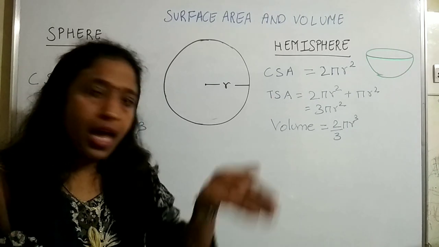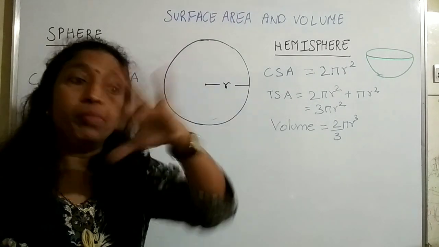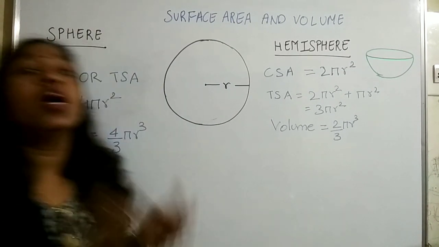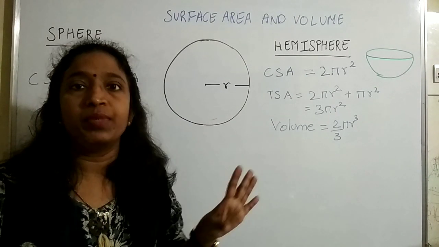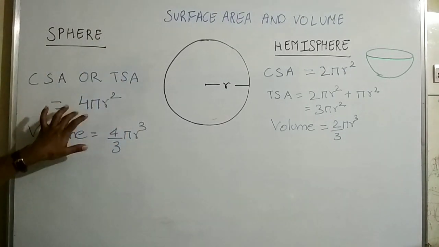Okay, so we don't have LSA or TSA. As it is, every side is similar everywhere. So for CSA or TSA, if the word surface area is mentioned for a sphere, it is actually TSA and CSA, both the same. So the formula is 4 pi r square.